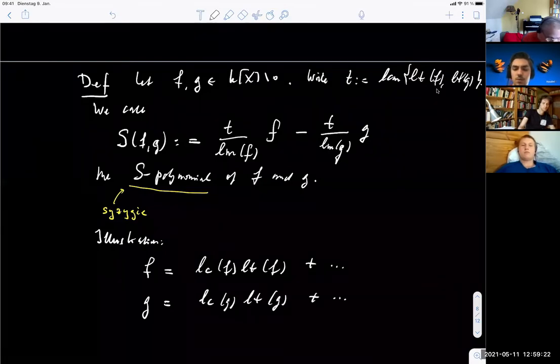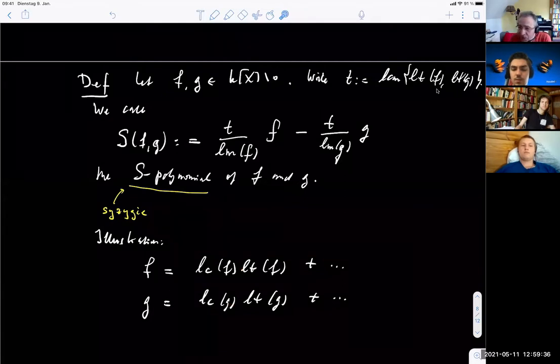Blah, blah, blah, smaller terms. But now what I want is to form a linear combination of F and G, so that this contribution cancels, they kill each other, they destroy each other. It's similar to Gauss elimination, where you want to produce a zero. Or even when you do the division algorithm, we also do such a thing. So how do we do that?